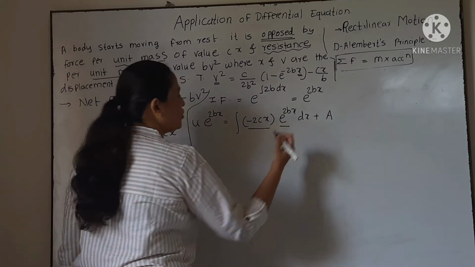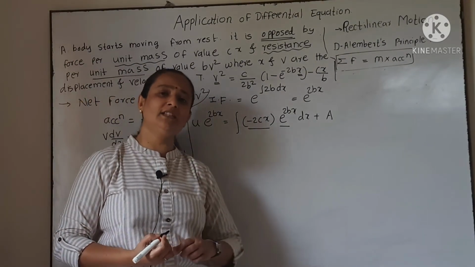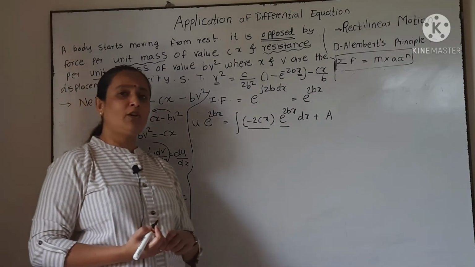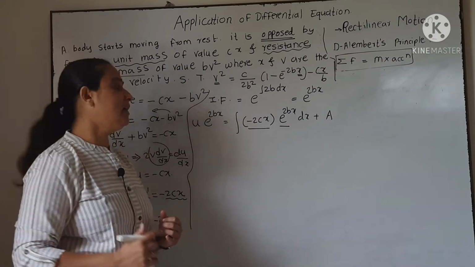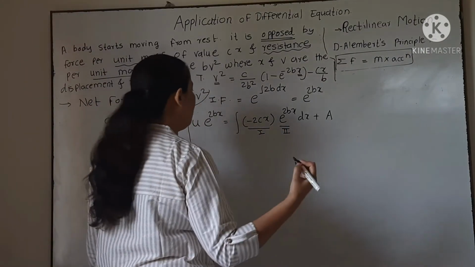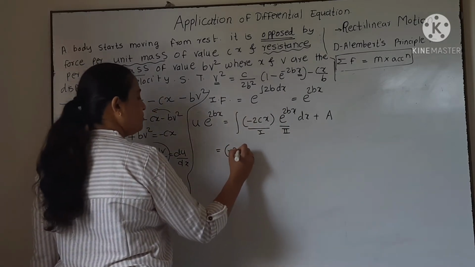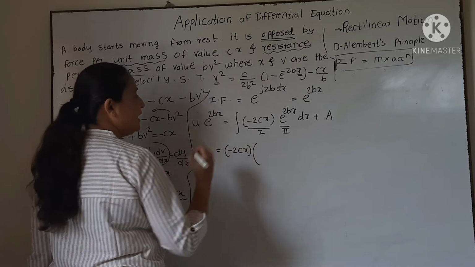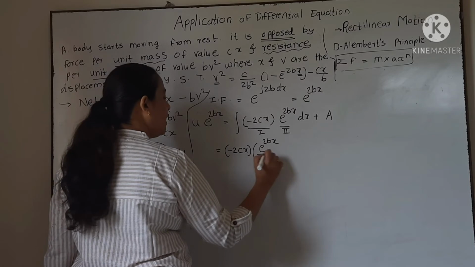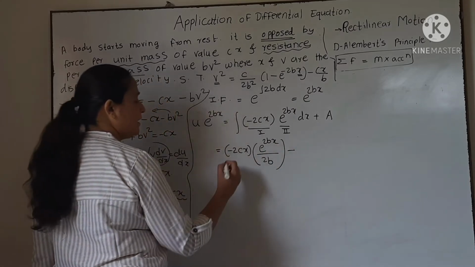Now we have two functions, one is algebraic, another one is exponential. To find its integral, we will use the by parts rule. First we have to arrange the functions by using the rule LIATE. That means algebraic will be first, exponential will be second. Here we can use the continuous by parts also. First function as it is, that is minus twice cx as it is, times the integral of the second term, that is e raised to 2bx upon 2b. First term is plus, next will be minus.